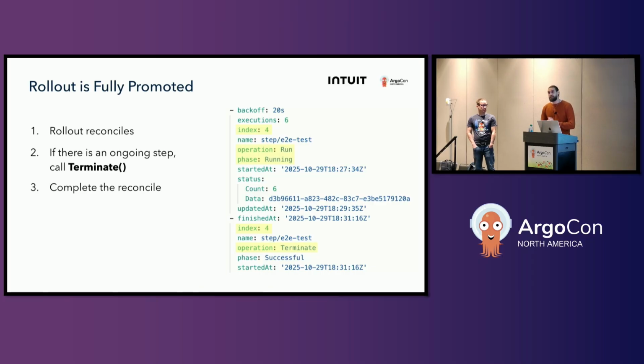And the third method, the terminate method, is called similarly to the abort method, but when someone wants to fully promote a rollout. So that means the user, maybe the rollout is in the middle of the steps. The user says, hey, I want this deployed immediately, so skip all the steps. If there's an ongoing step plugin that's running, it will call the terminate method. So again, it gives the chance to the plugin to cancel any ongoing operation.